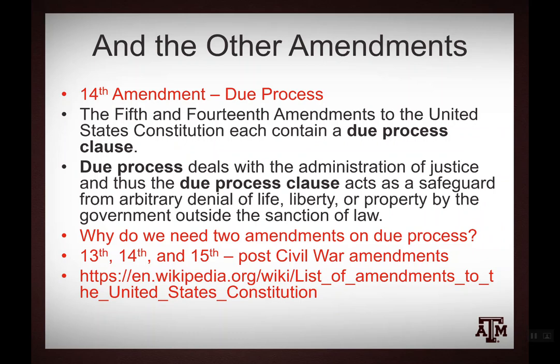But here's where it's important for what we are going to talk about in cybersecurity. Due process deals with the administration of justice. So it's a safeguard against arbitrary denial, something that would interfere with your life, liberty, or property by the government.